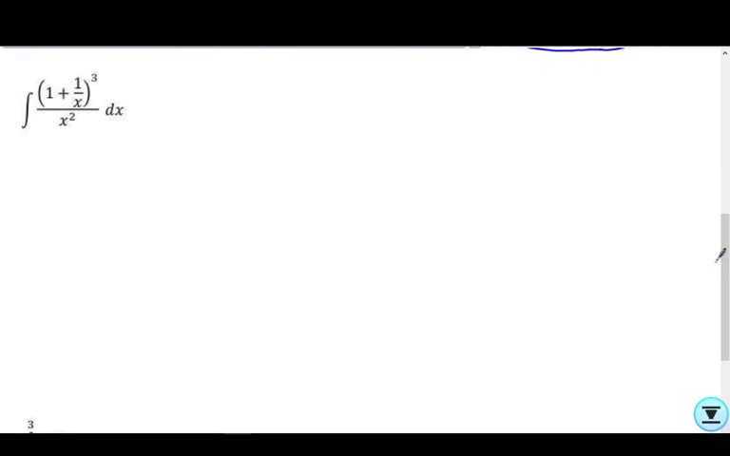All right, so again, first thing I notice about this function, I've got a function inside of a function. So my u is going to be this inside function. So this is u, 1 plus 1 over x. Then you're going to take the derivative. Derivative of 1 is 0. The derivative of 1 over x is -1 over x squared.